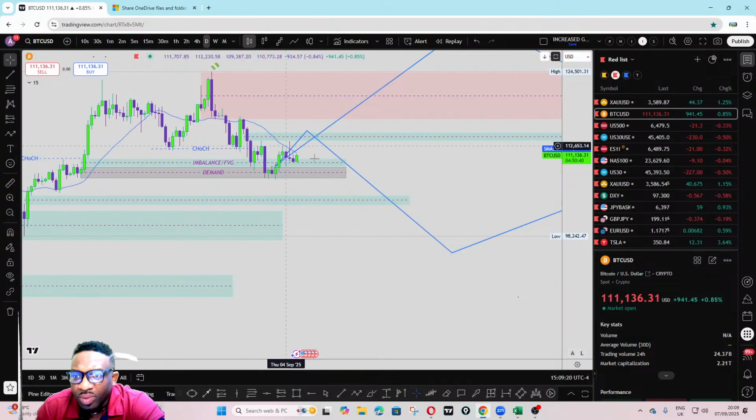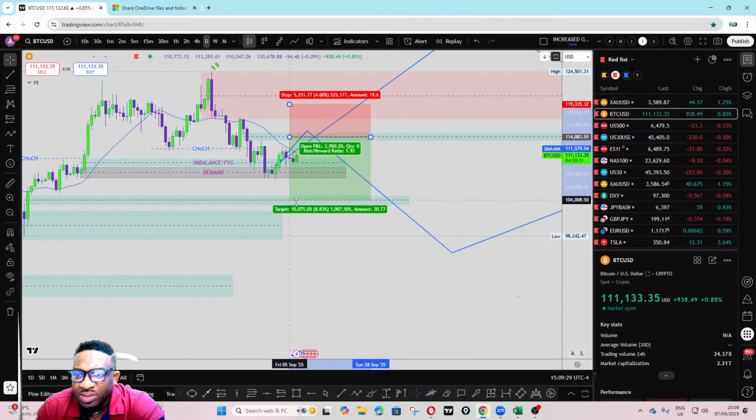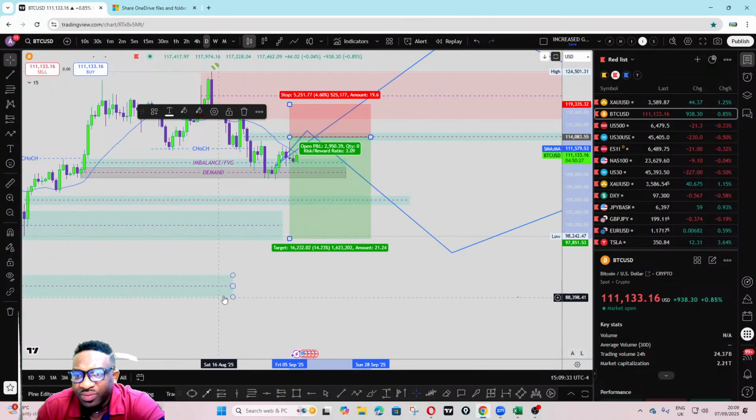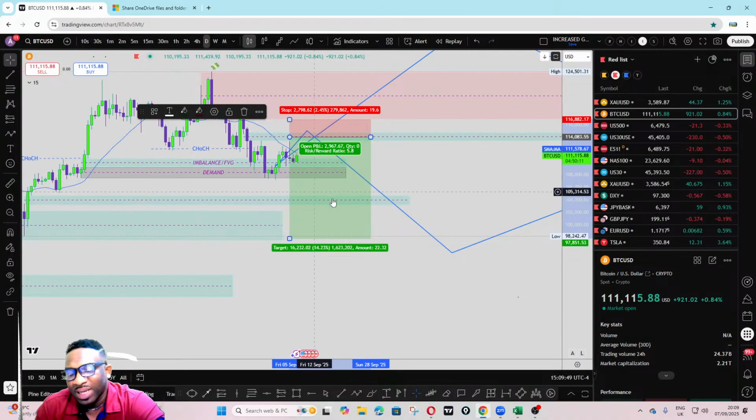So we could expect price to give us some nice push from there. We have all these pending areas right here, so we could at least expect price to give us a nice push even to the halfway of that, and our stop will go above this area. So that's what I look at on BTC.